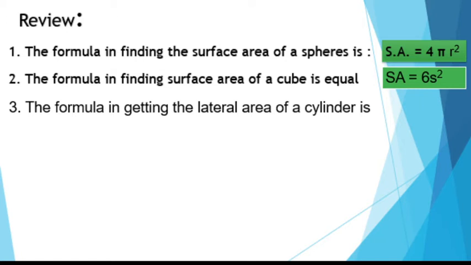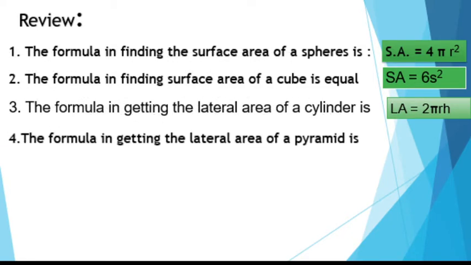The formula in getting the lateral area of a cylinder. So what is the formula in getting the lateral area of a cylinder? So that is equal to 2 times pi times r times height, or LA is equals to 2 pi rh.